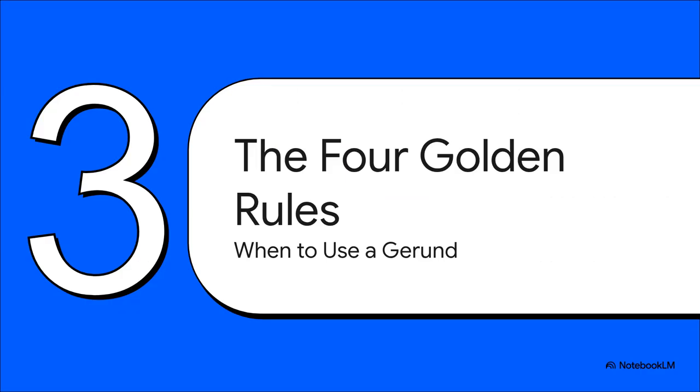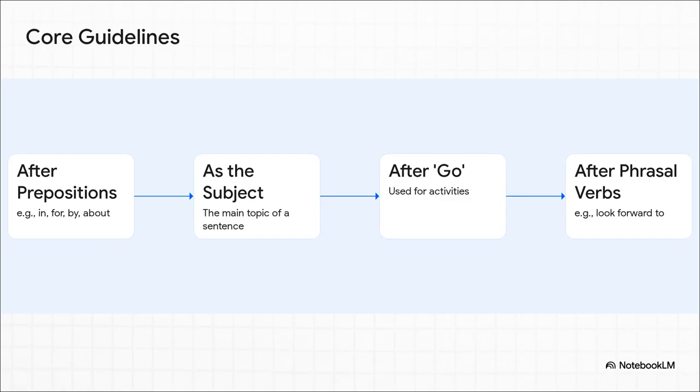All right, so now that we've met the gerund, let's get practical. When do you actually use it? Well, there are 4 golden rules, 4 situations where you must use a gerund. Let's get them down. So here they are, our 4 big ones. After prepositions, when it's the subject of a sentence, after the verb go for fun activities, and after certain phrasal verbs. Let's walk through each one so it really sticks.